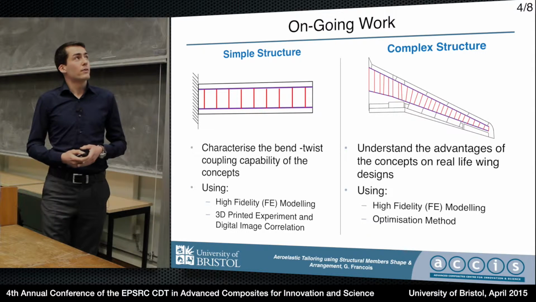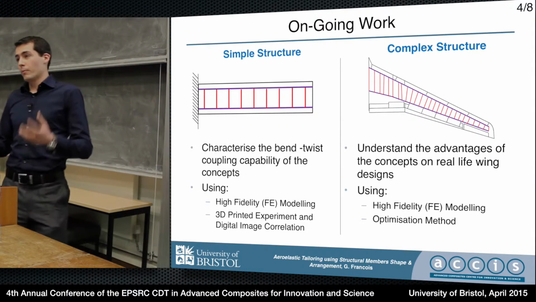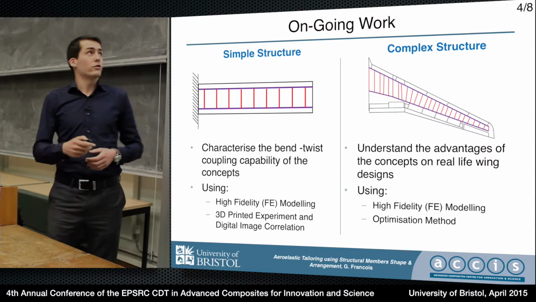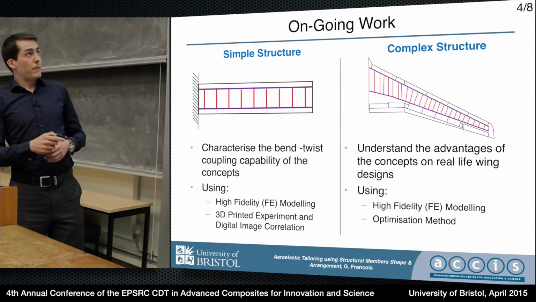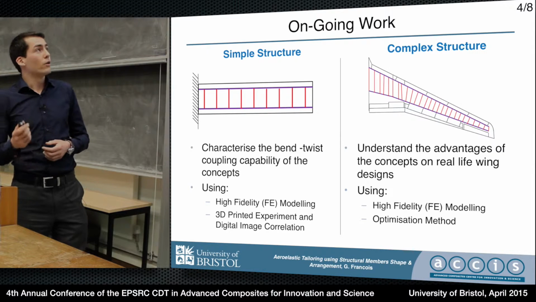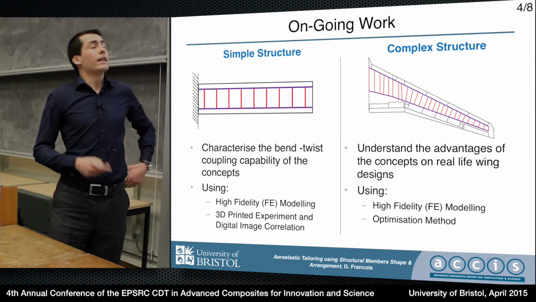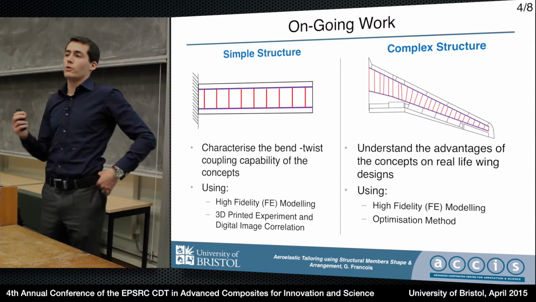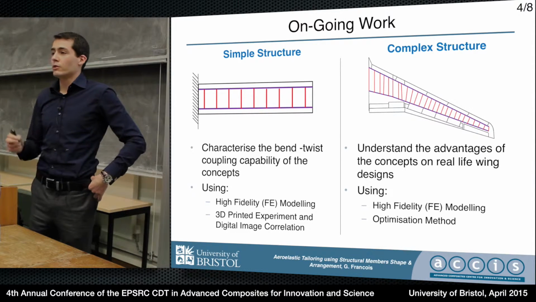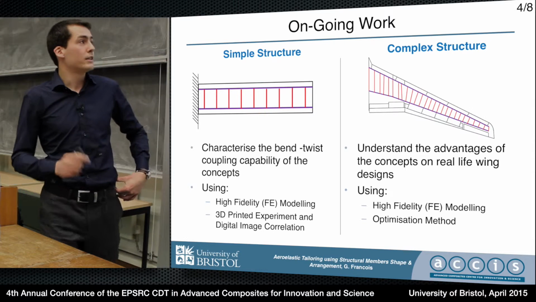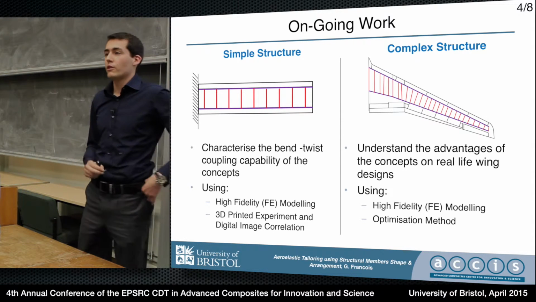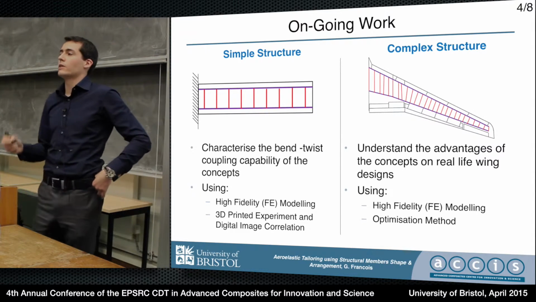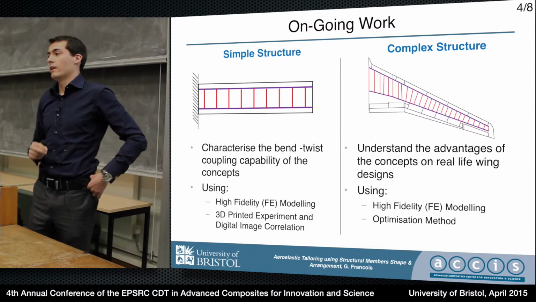Now the second stream looks at applying this concept to complex structure. So complex structures are things that are swept back or swept forward and that also have a taper ratio. And here we're trying to understand the advantages that this concept could bring to a real-life design. To do so, we once again use high fidelity modeling, and we also use optimization methods to actually converge quickly towards and identify a better design.